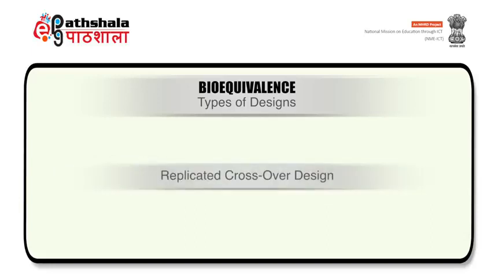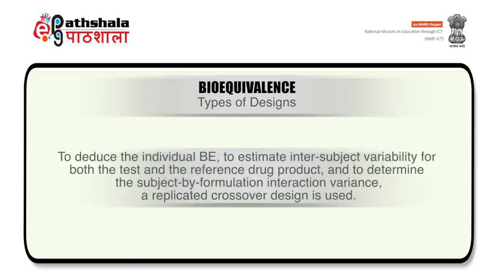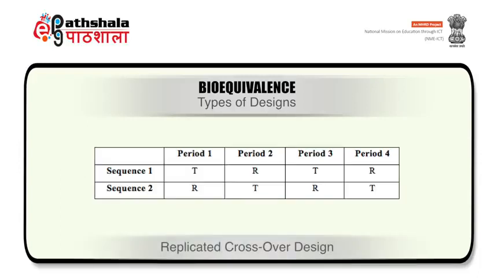The second type of crossover design is the replicated crossover design. To deduce the individual bioequivalence, to estimate the intersubject variability for both the test and the reference drug products, and to determine the subject by formulation interaction variance, a replicated crossover design is used. The FDA generally recommends a 4-period 2-sequence 2-formulation design as shown on screen. Here R refers to reference and T refers to test.